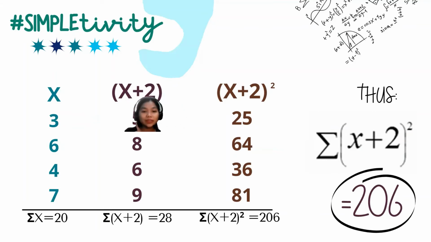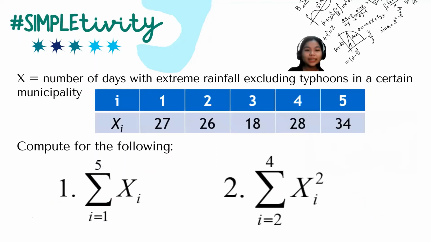Now, we are going to square each value of the formula term. So x plus 2 is 5. Squaring this, it's 25. 6 plus 2 is 8. Squaring this one is 64. 4 plus 2 is 6. Squaring 6, it's 36. 7 plus 2 is 9. If we square 9, it's 81. So we're done squaring each value of the formula term. After getting the squares of those values, we get the summation. So the summation of (x plus 2) squared is equal to 206. That's how easy it is.